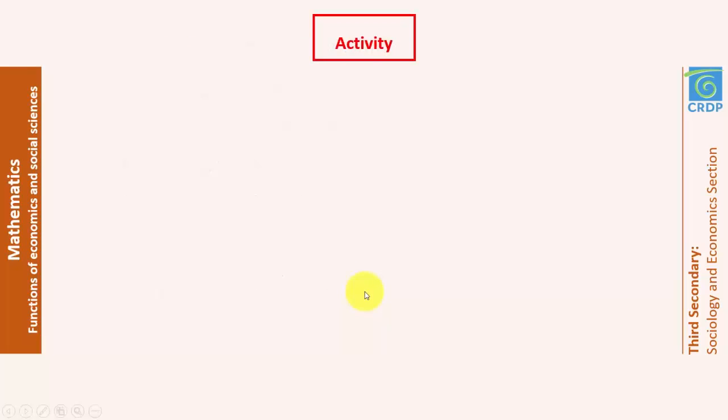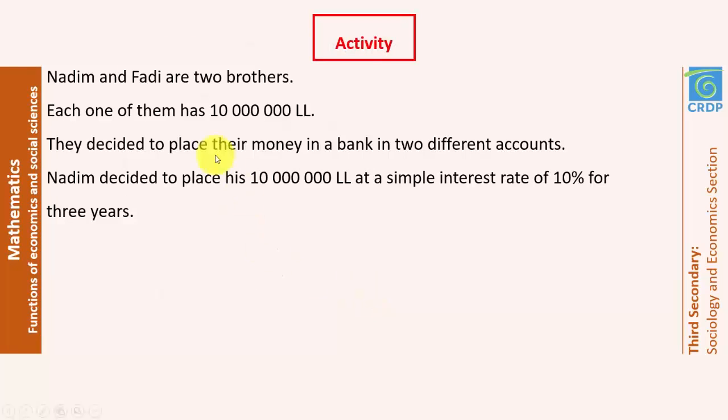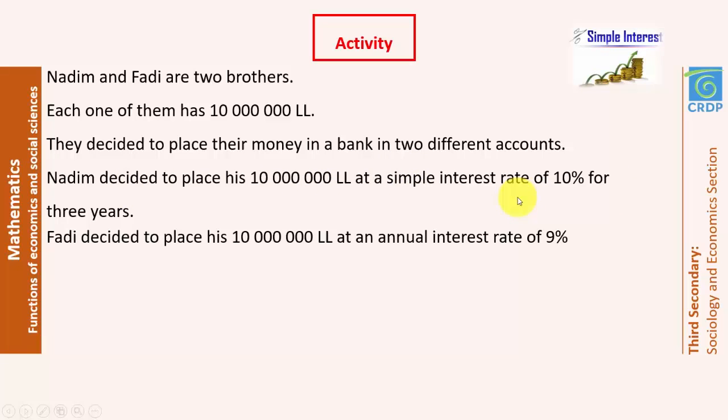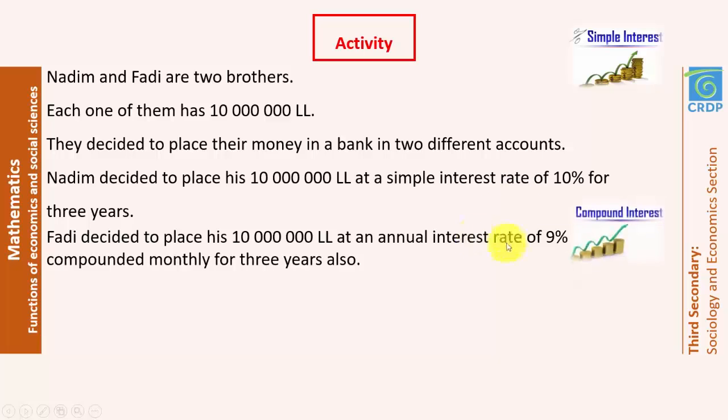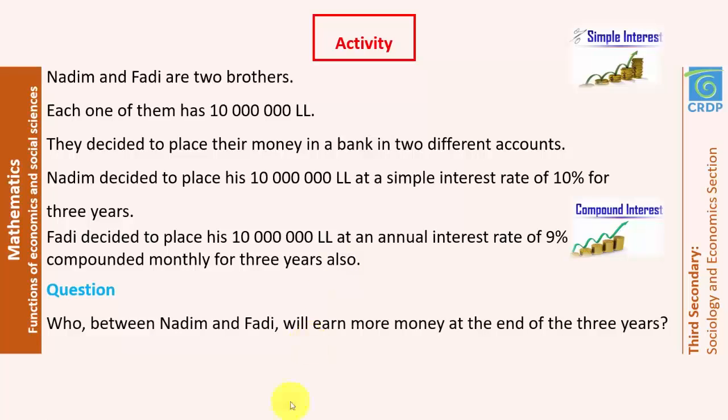So if we go back to the activity at the beginning of the chapter, Nadim and Fadi had 10 million Lebanese liras and decided to place their money in a bank in 2 different accounts. Nadim at a simple interest rate of 10% for 3 years, and Fadi placed the 10 million at an annual interest rate of 9%, compounded monthly for 3 years also. The question was, who got more money, Fadi or Nadim?